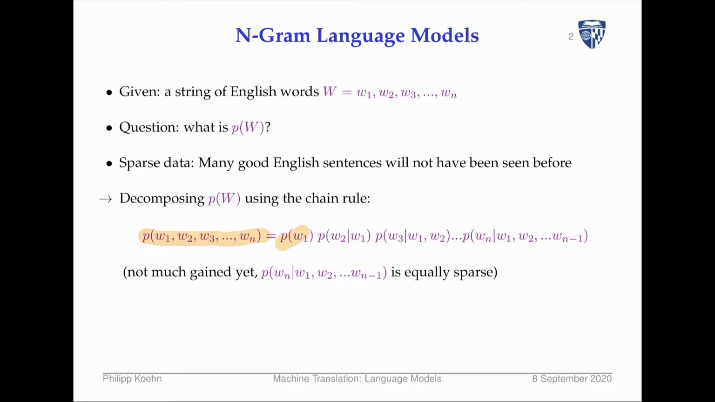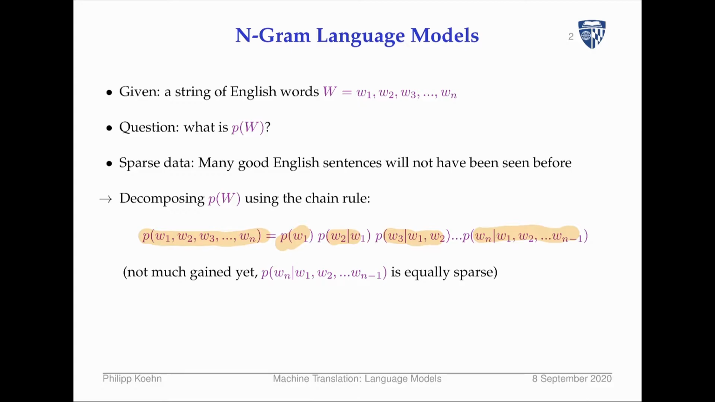So we first predict the first word. So this is just the probability for the word one occurring. You could go fancy about it and say it's the probability of the first word occurring after the beginning of sentence token, if you introduce a special token like this. Then you go by the probability of the second word given the first word. And then the probability of the third word given the previous two, and so on and so on. At the end, you have the probability of the nth word given all the previous words.